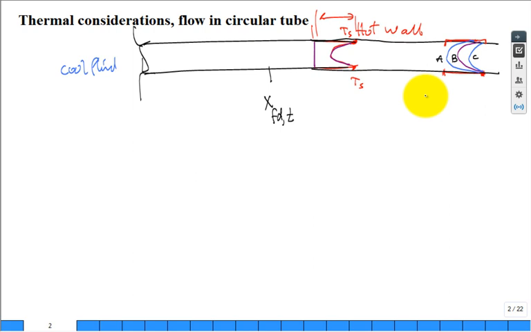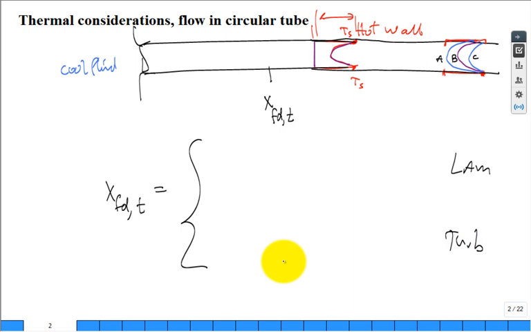Well, what do you think we get for the fully developed thermally equation? Well, we're going to have two cases. Basically, is the flow going to stay laminar? Is the Reynolds number below 2300? Or is it going to be turbulent? One is going to be easy. One is going to be a little harder for the equation. But what do you think is the easy? What do you think that distance to become fully developed thermally is for the turbulent case?